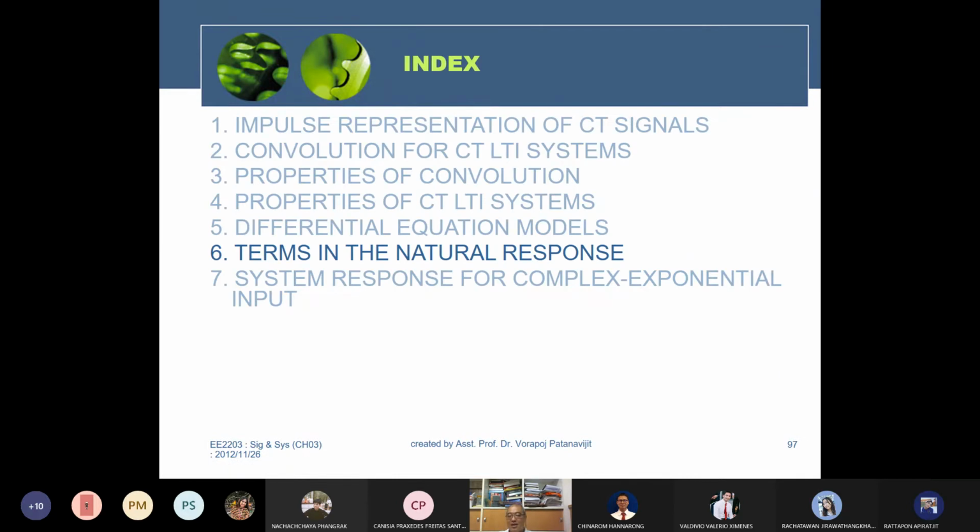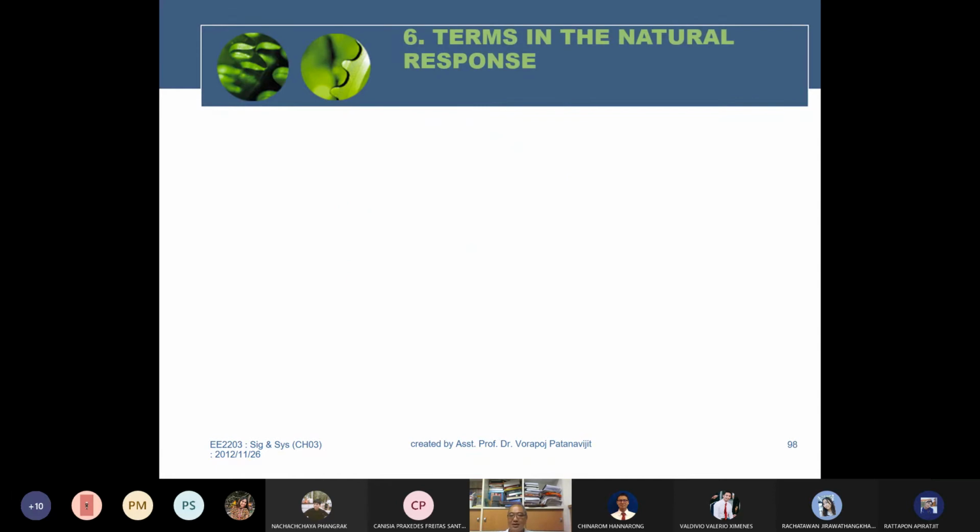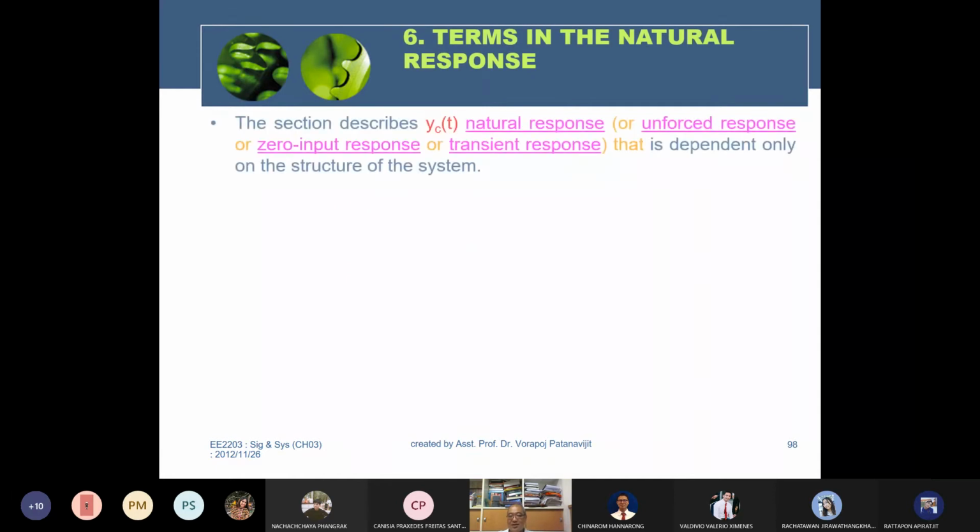Next one, the terms in the natural response. What do they mean? This section describes Yc. We concentrate on Yc, the complementary function, which in this case we call the natural response, the unforced response, the zero input response, or the transient response, which depends only on the system structure.